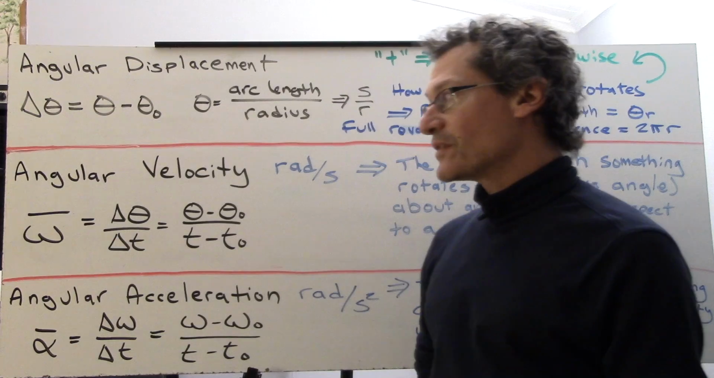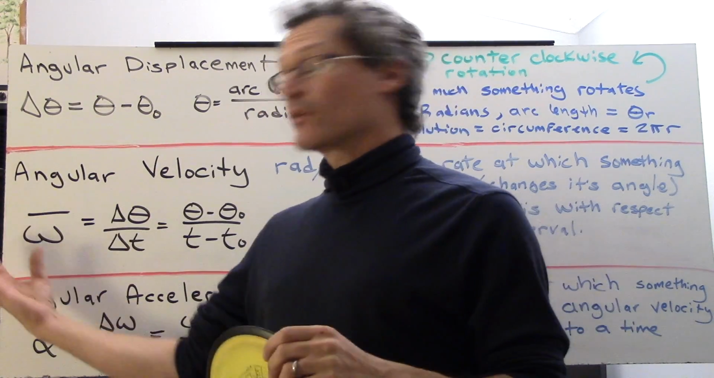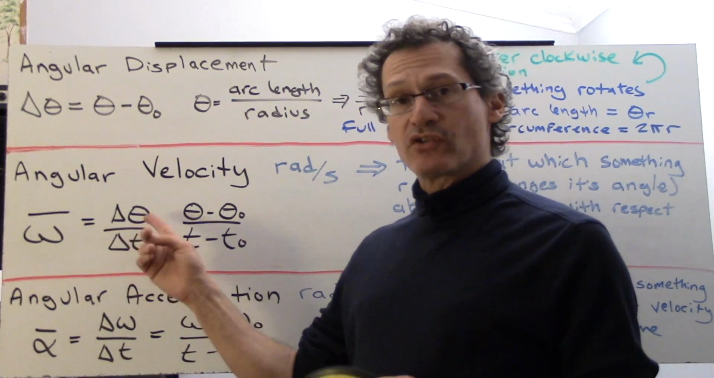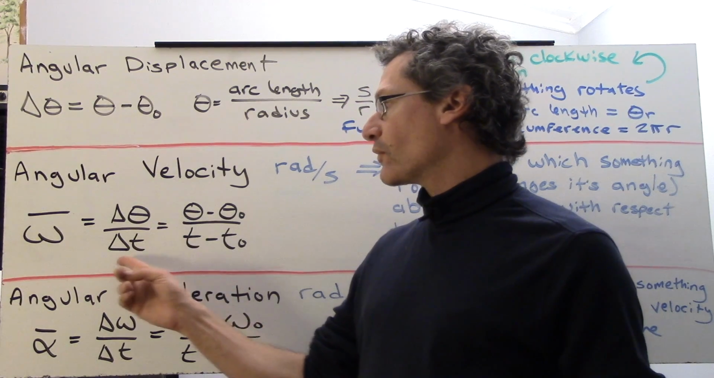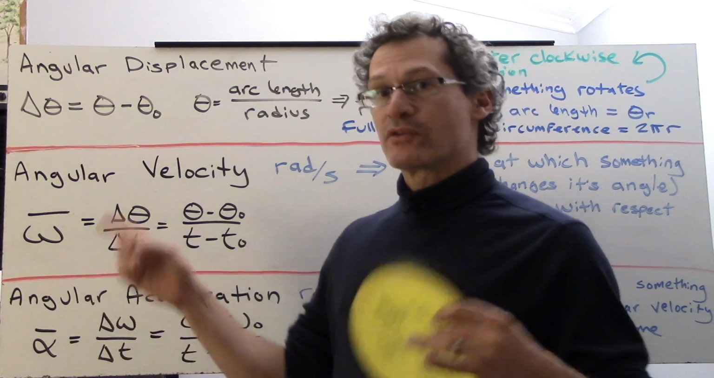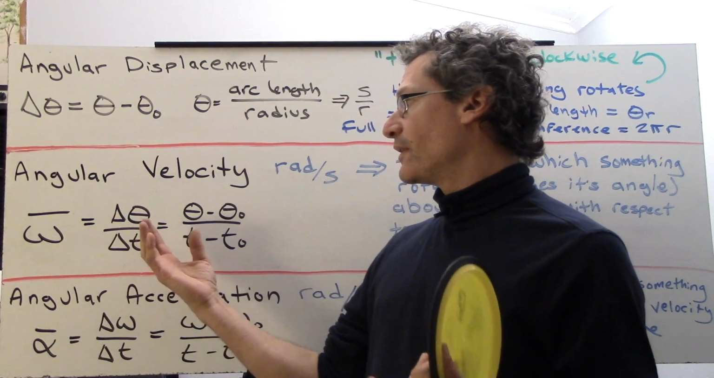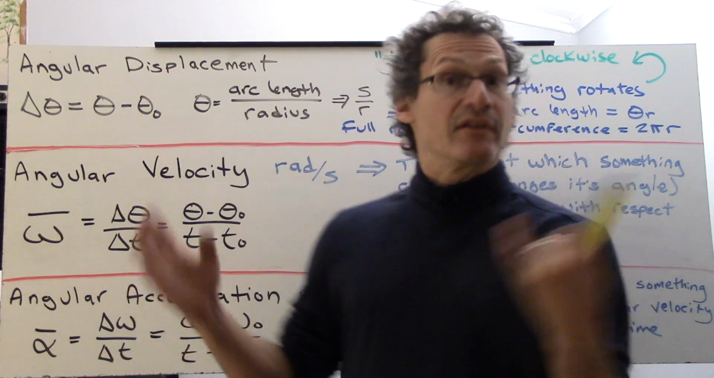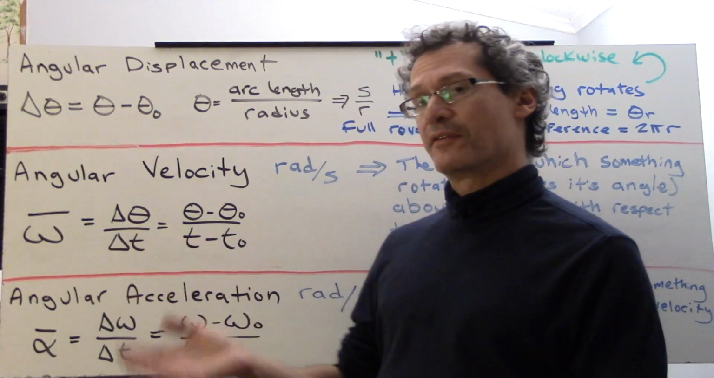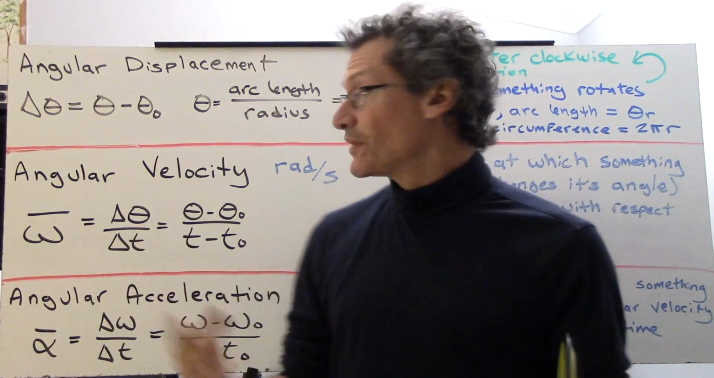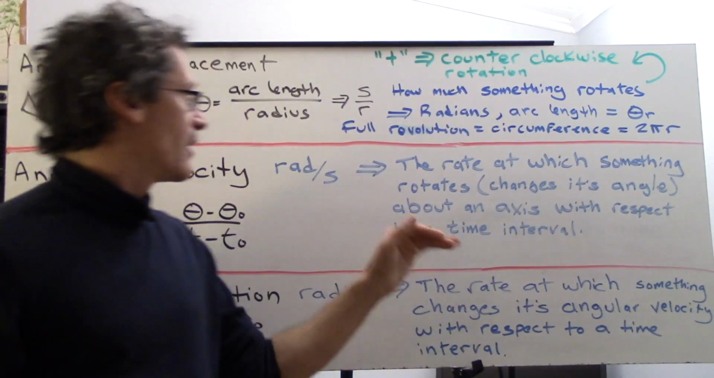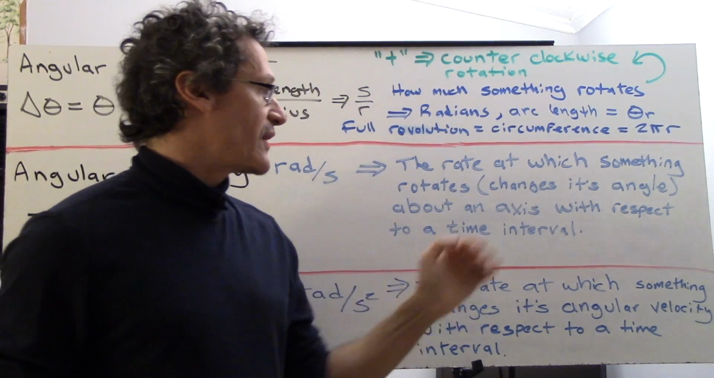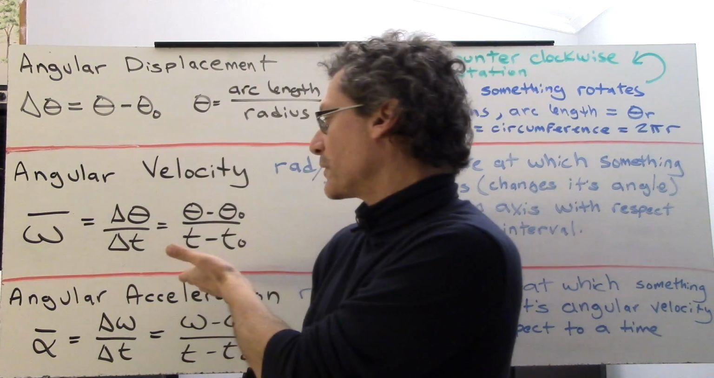Okay, angular velocity. In terms of average angular velocity, that bar means average, and it's the change in theta over change in time. So it's a change in your angular displacement over change in time. Here we go: theta minus theta naught over t minus t naught. Looks familiar, looks exactly like velocity, except instead of x, we now have theta. Right? So what is it? It's the rate at which something rotates, that it changes its angle. So how fast is it changing its angle with respect to time interval? And there's the time interval.